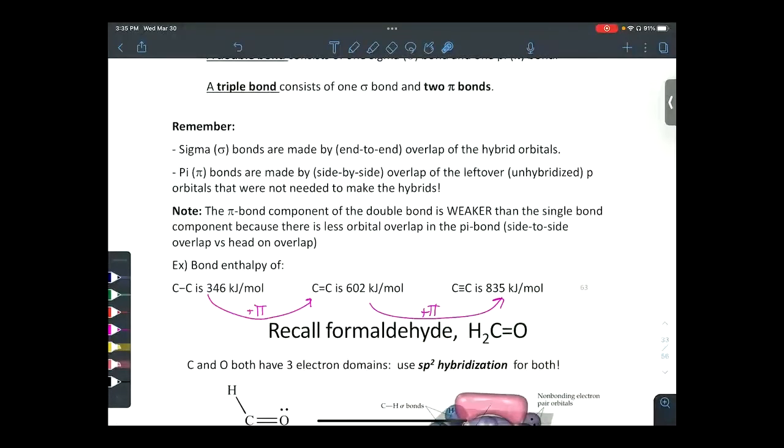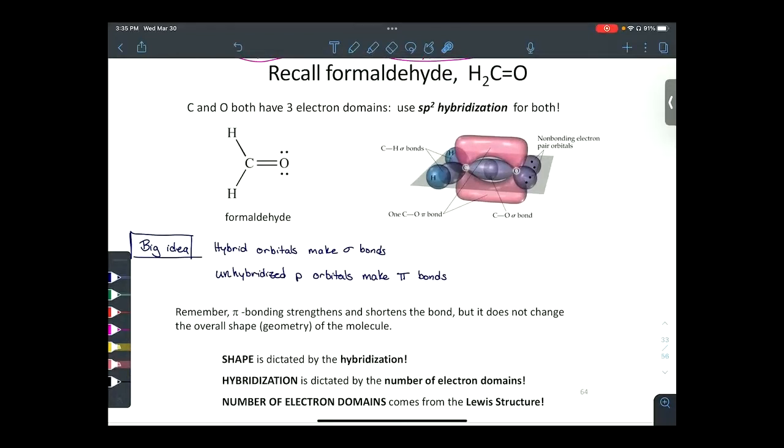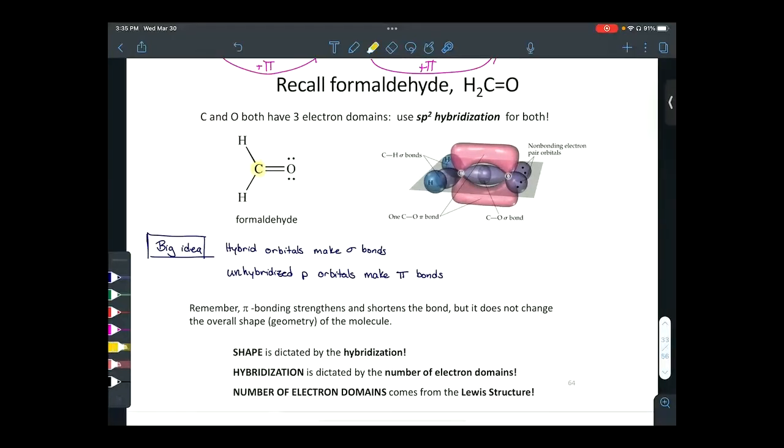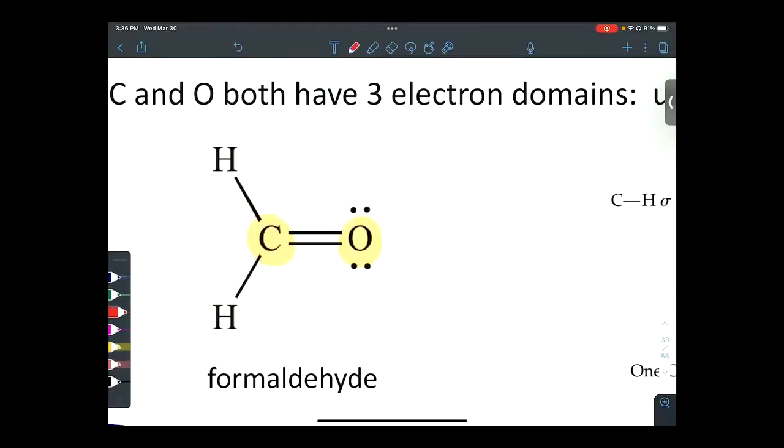All right, so let's show another example of hybridization. And here's the thing I told you to write down, right? Hybridized orbitals will make your sigma bonds. Unhybridized p orbitals make your pi bonds. Okay, so let's look at this molecule, formaldehyde. I want you to concentrate on that double bond right there. Okay, so we got carbon and oxygen. What are the hybridizations of those two atoms? So carbon is sp2 and oxygen is sp2.